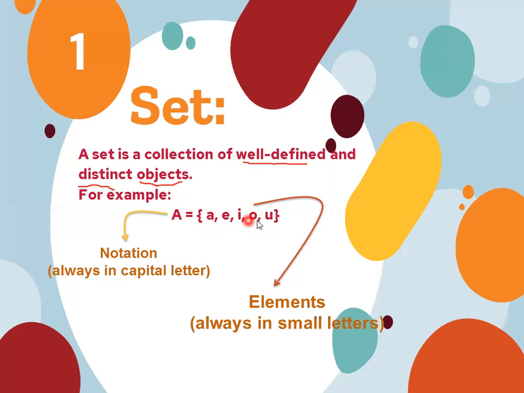So A, E, I, O, U are the elements, and each element will be separated with the help of commas. And you will write every element inside the brackets. So this is the way to write down a set. I am repeating again, what is a set? Set is a collection of well-defined and distinct objects. Collection of anything.